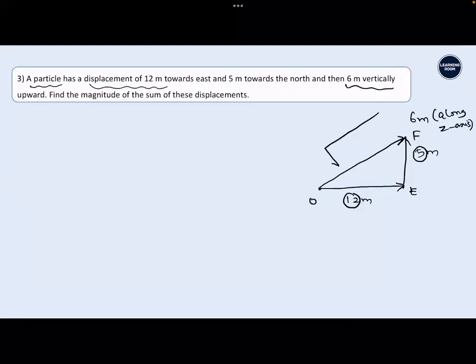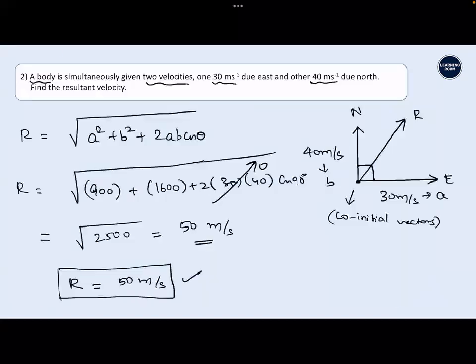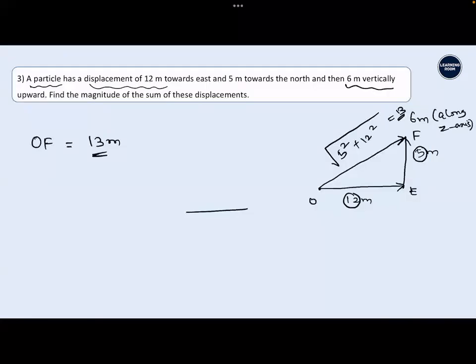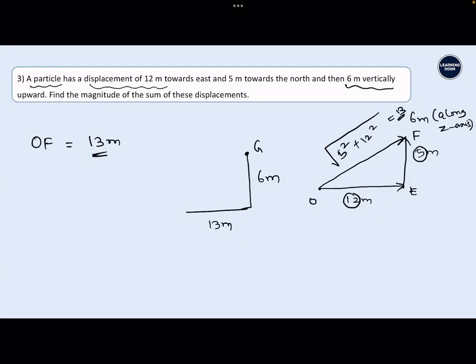It will be the square root of 5 squared plus 12 squared, which gives you 13, because 5, 12, and 13 are Pythagorean triplets. So OF's magnitude is 13 meters. Now this 13 meters is going to get combined with the 6 meters in the vertically upward direction. Let me call that point G, this point F, and this point O. So what is the value of OG now?